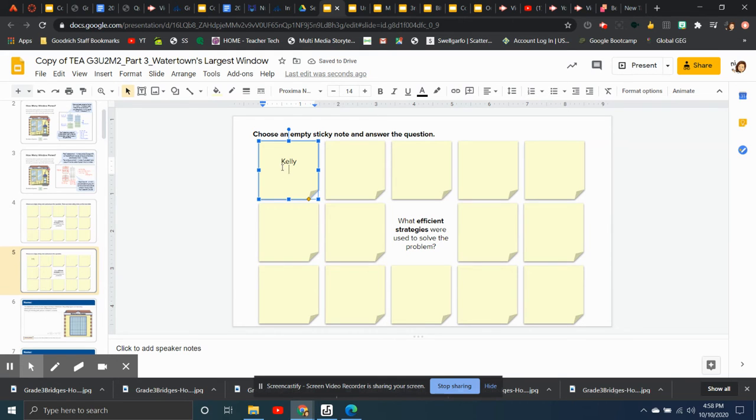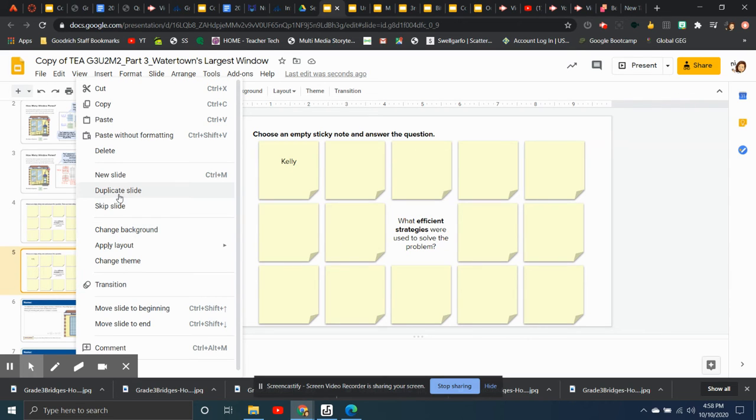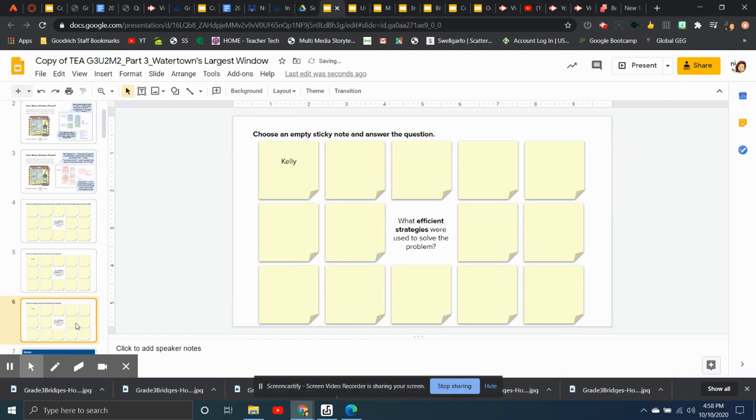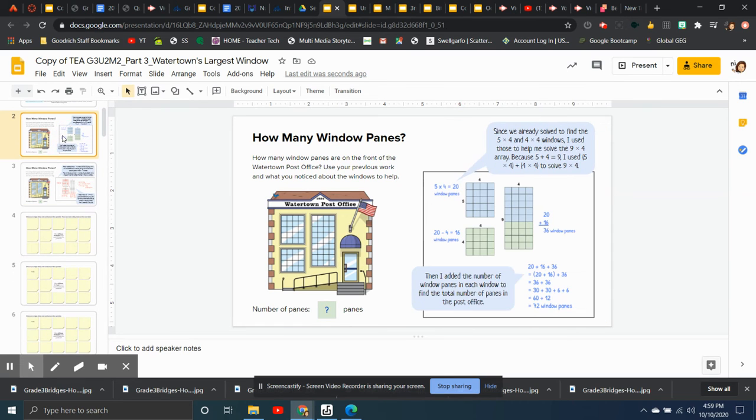There are 1, 2, 3 by 1, 2, 3, 4, 12 minus this. There's 11 on this page. There's 11 on this page. And I'm going to duplicate this side. So there are 33 slides. There's 33 sticky notes. So each one of you will be able to choose a sticky note and write what efficient strategy these 2 people used to solve the problem.